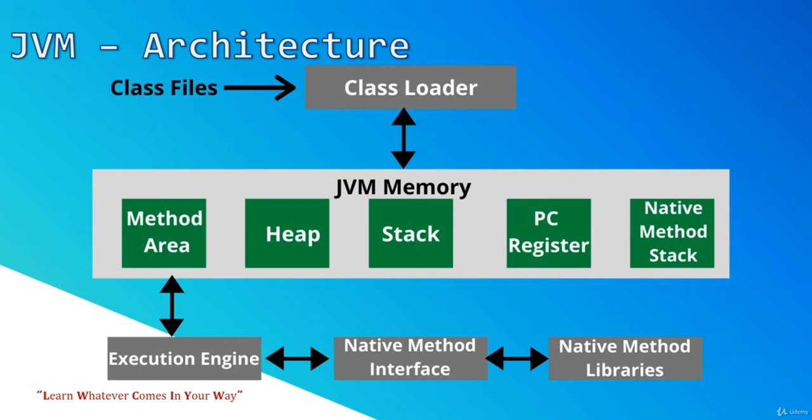And then we have another layer which contains method area, heap, stack and PC register and native method stack. So these are all inside JVM memory. And after that we have the execution engine, native method interface and native method libraries. We're going to talk about what is method area, what is heap, what is stack, each and everything, because if you know this is the architecture of JVM, you need to know what each thing is doing. Just writing code is not a big deal. We need to understand how it is working in the background.